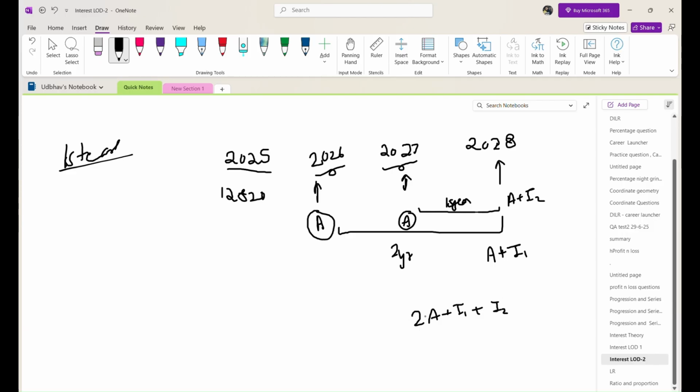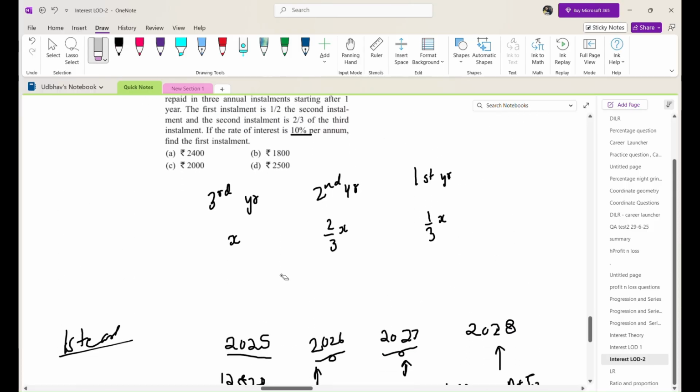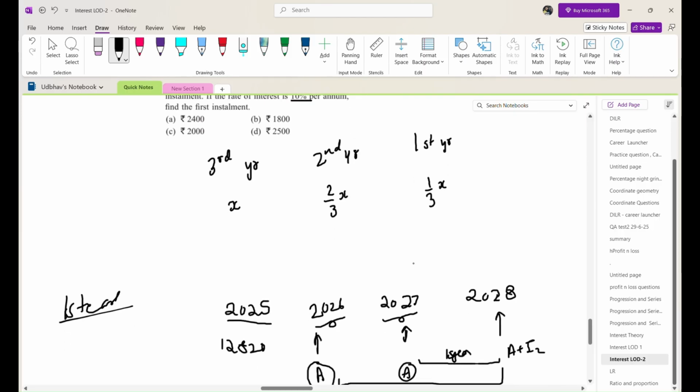Let's say if I had started repaying this amount A and A in 2028, it would be only 2A rupees. But as I started repaying before the bank even asked for it, now I'm repaying 2A plus I1 plus I2. So can you see the interest here is working in my favor? That's the main point. Okay, so let's solve the question now. Our first year installment is x by 3.